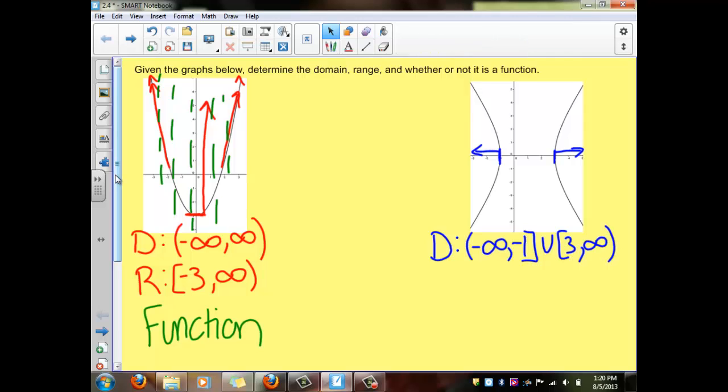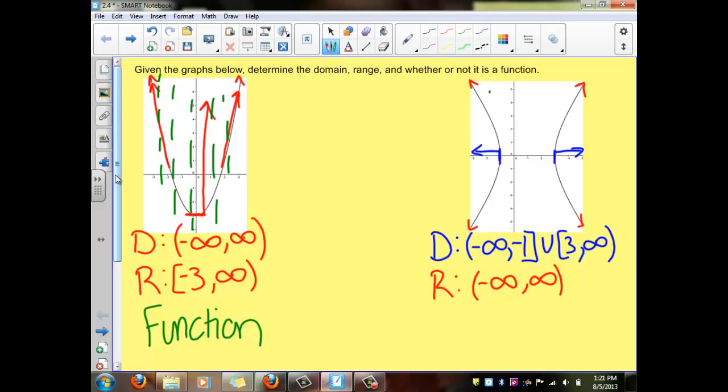Now our range is our y values, so it's how high up and down. Well, notice these keep going up and down, so eventually it'll actually hit all our y values. So our range is from negative infinity to positive infinity. And now, for is it a function, can we draw a vertical line that hits the graph in more than one spot? Well, we can draw a line right here. Notice it hits right here and there, so this is not a function.